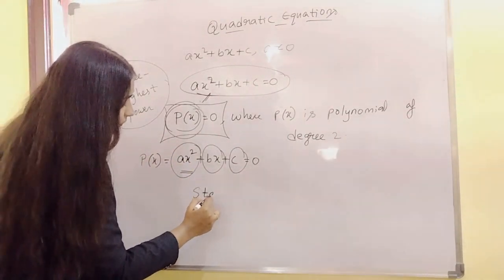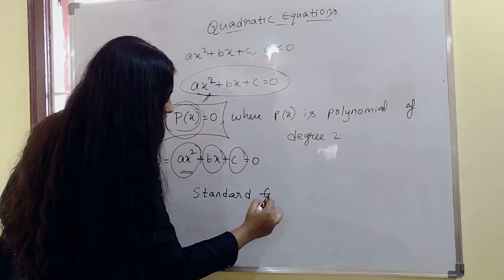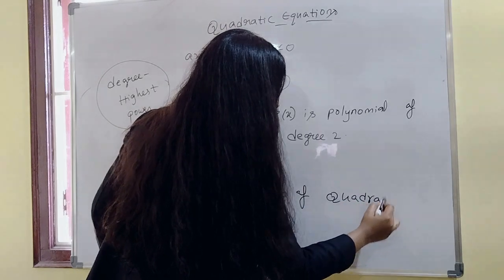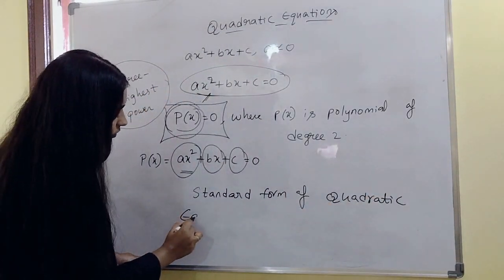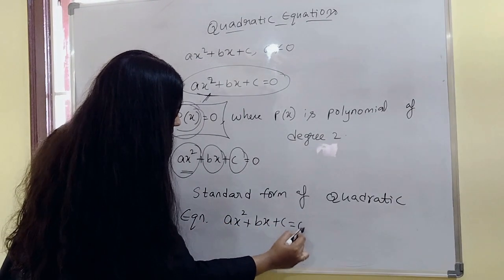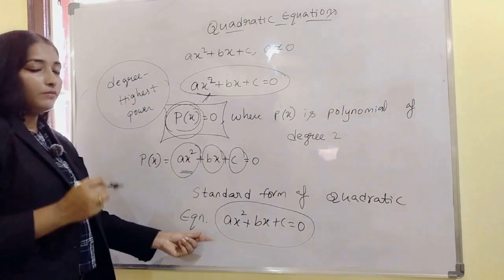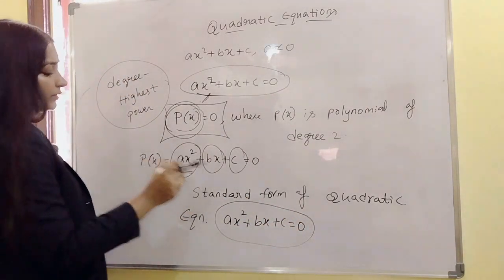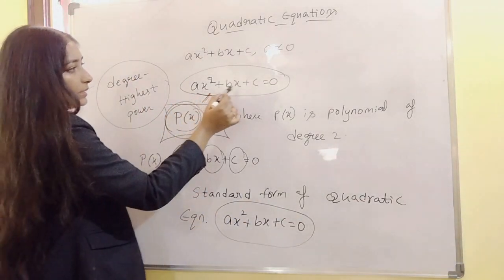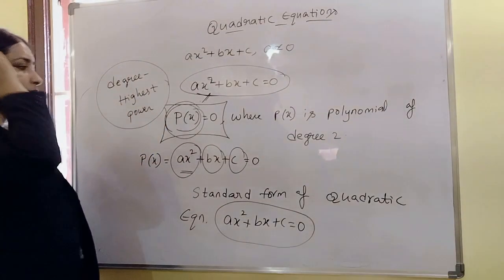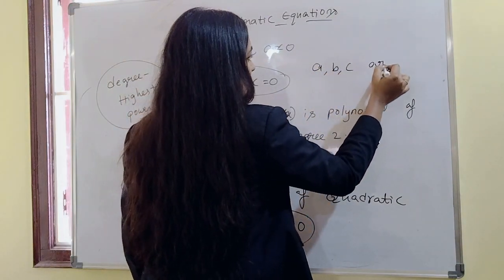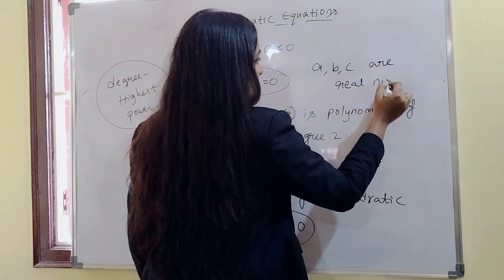Tell me what is the standard form of a quadratic equation. The quadratic equation is ax square plus bx plus c is equal to 0. This is the standard form of the quadratic equation, which is in the form of ax square plus bx plus c is equal to 0. Here a, b, c are real numbers. Is it clear? Here I am writing a, b, c are real numbers.